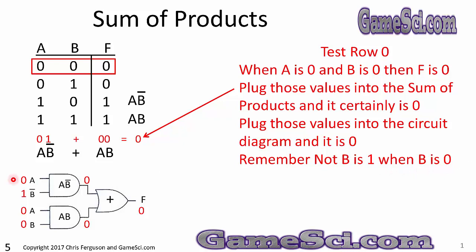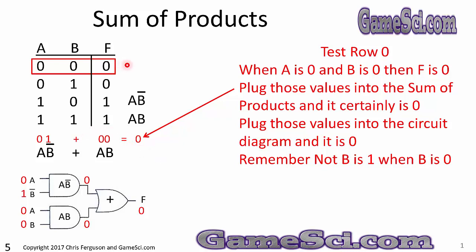Remember, not B is 1 when B is equal to 0. So A is 0, not B is 1, A is 0, B is 0. That produces a 0 on this AND gate and a 0 on this AND gate. Fed into an OR, the output is 0. Looking at the sum of products expression, 0 and 1 for this AND gate produces a 0. Or the two zeros on this AND gate produces a 0. The sum of products produces a 0.